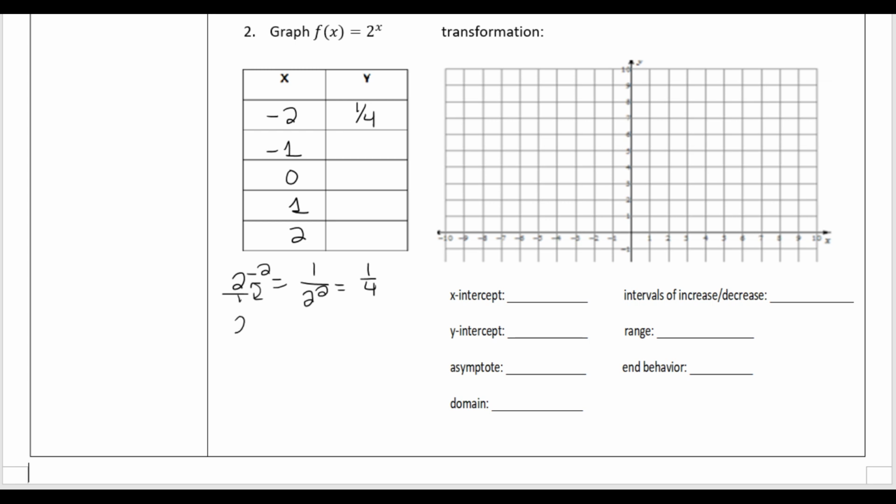Now we're going to do 2 to the negative 1 power, which is flip and forget: 1 over 2 to the first, which is 1 over 2. Now we have 2 to the 0 power, which is equal to 1. So we're going to go ahead and write that down here. 2 to the first is 2. 2 to the second is 4.